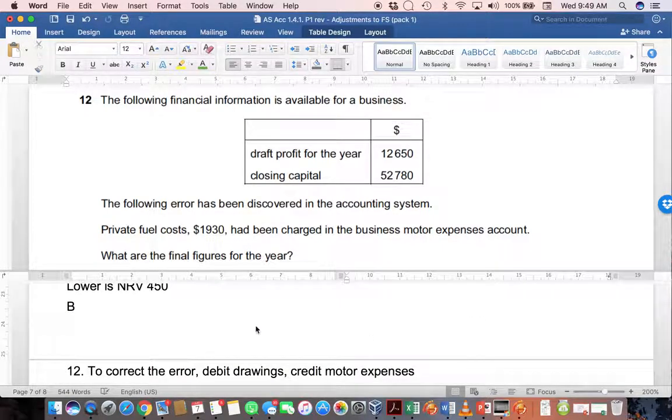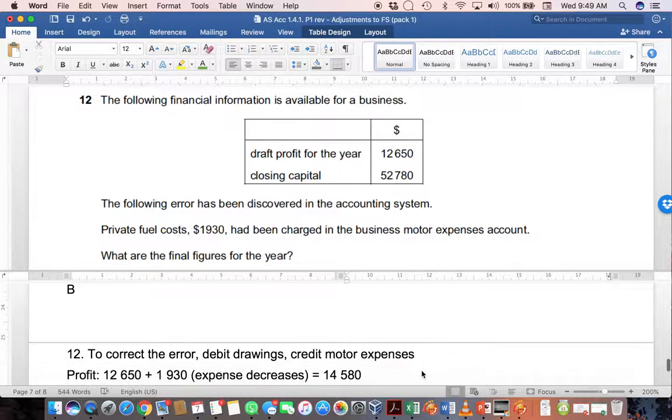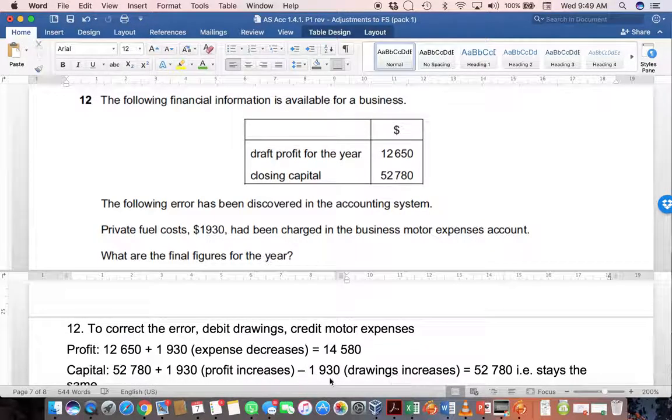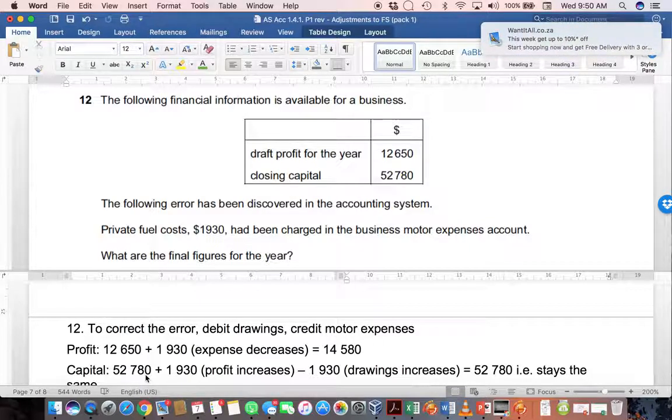Well, to correct the error, you would have needed to debit drawings or increase your drawings and credit motor expenses or decrease your expenses. So if we have a look at the profit, which of these would affect the profit? Only the motor expenses. If you are going to do a credit, you should automatically be able to realize a credit will increase the profit. And the reason for that is that your expense is decreasing. So it's a minus minus, if you like, and you will add it on, which means that your total profit will be 14,580.